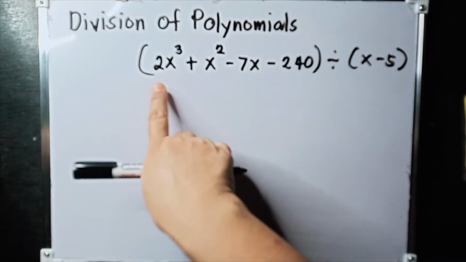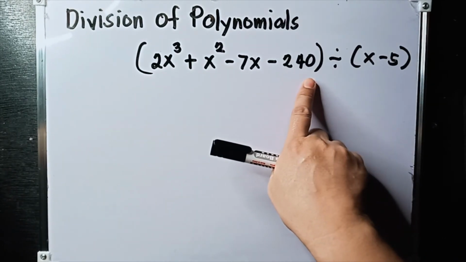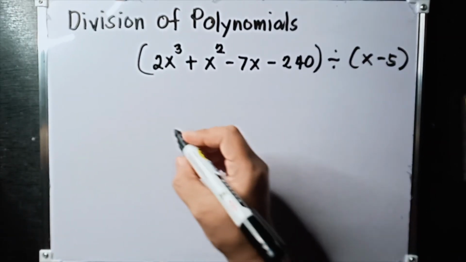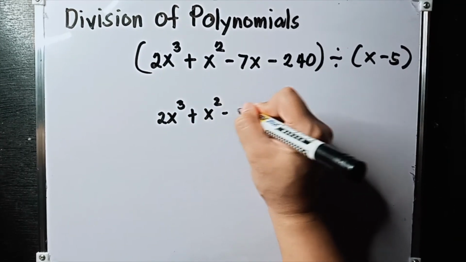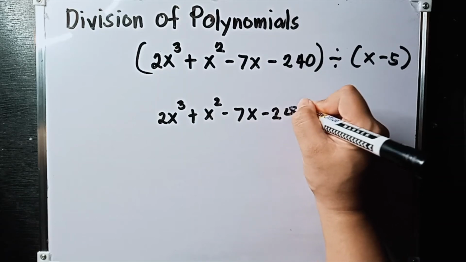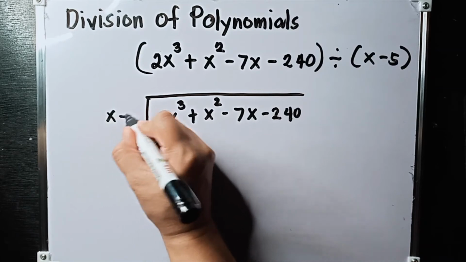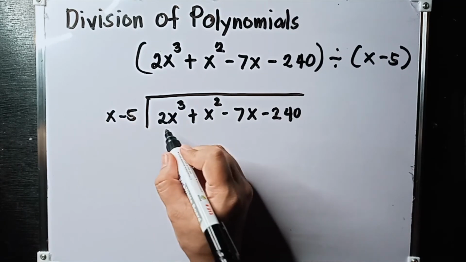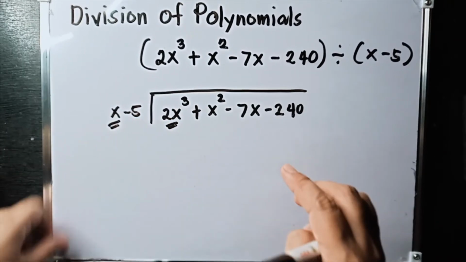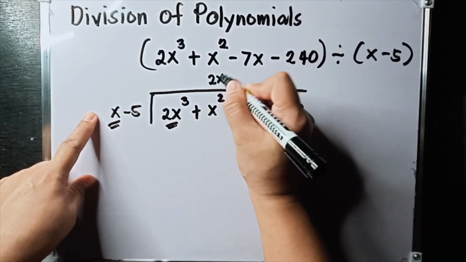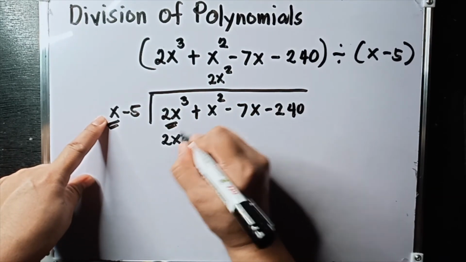So here's another example on division of polynomials using long division. Since the dividend is already in standard form, we are ready now to divide 2x cubed plus x squared minus 7x minus 240 by our divisor, which is x minus 5. So what is the first thing to be done? We need to divide by the first term. So 2x cubed divided by x, we have 2x squared. We multiply it, so 2x squared multiplied by x is 2x cubed.